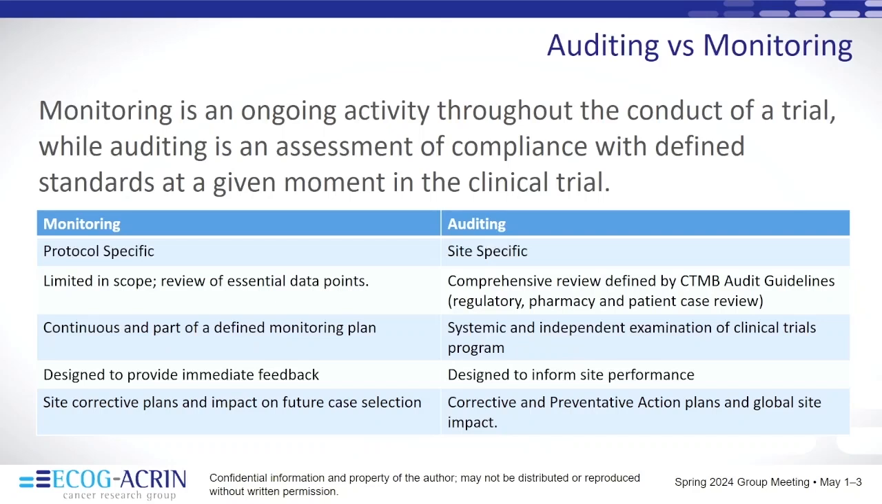Monitoring is limited in scope in the review of essential data points, whereas auditing is more comprehensive and includes multiple categorical reviews of regulatory, pharmacy, and patient case review. Monitoring is continuous and part of a defined monitoring plan, usually selecting cases that are part of the primary endpoint or high value, whereas auditing is a systemic and independent examination of the clinical trial program at an institution overall.